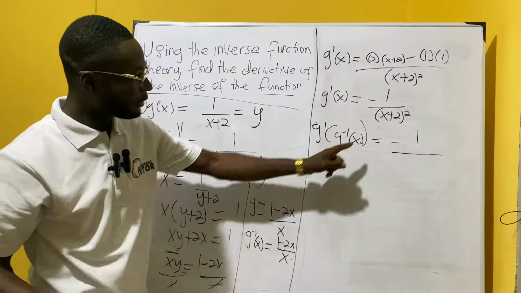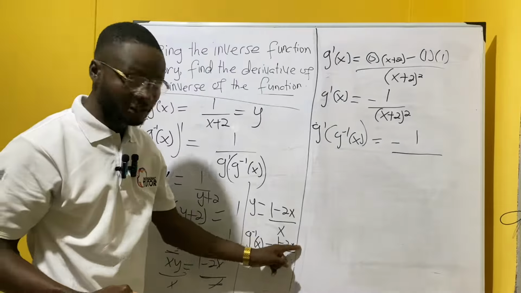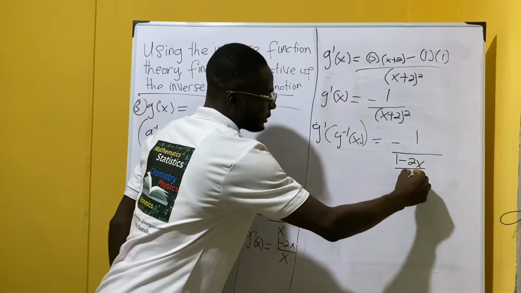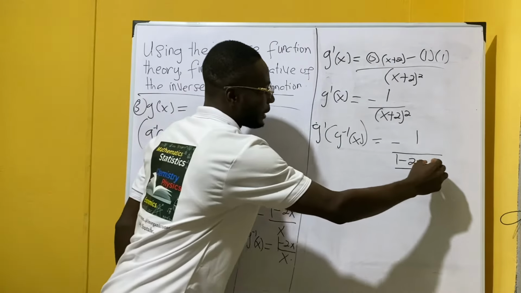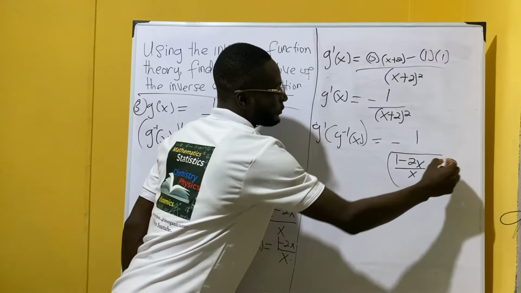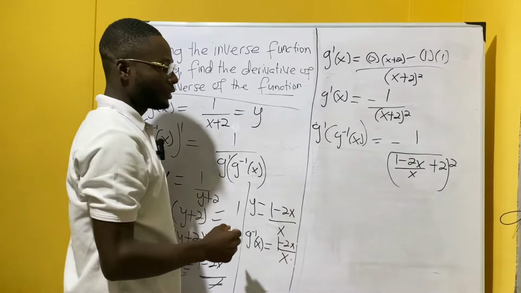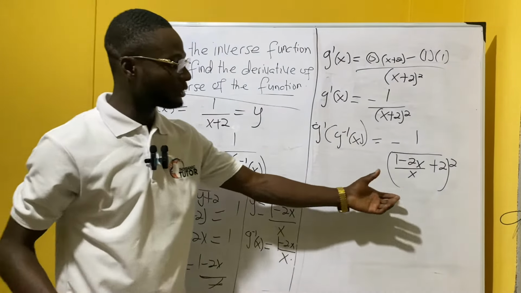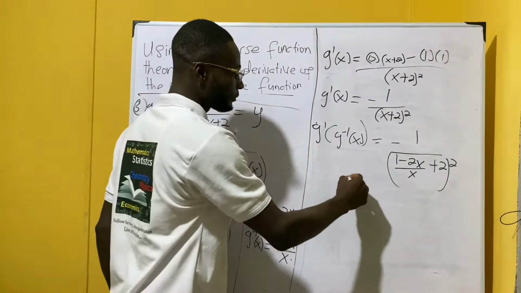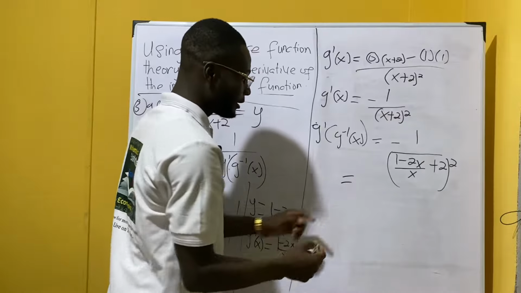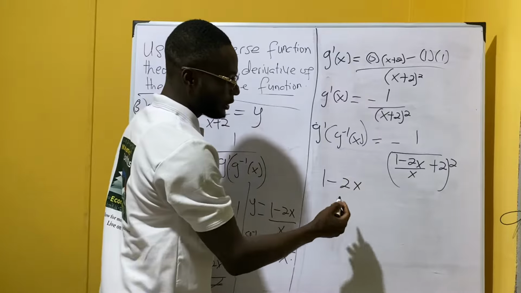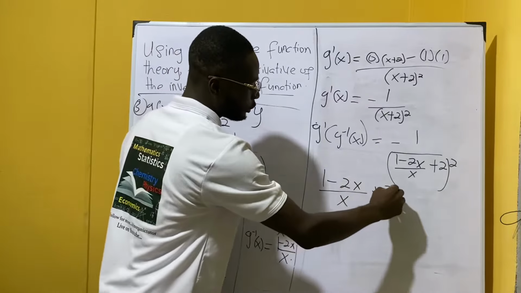Where is the x? Now the x here, we are going to put all of this. So we have 1 minus 2x all over x, right? Plus 2 all squared, right? So we're going to simplify the denominator so that our work will be much easier, right? So here, simplifying the denominator, let's forget about the minus 1 now, minus 2x all over x plus 2, right?